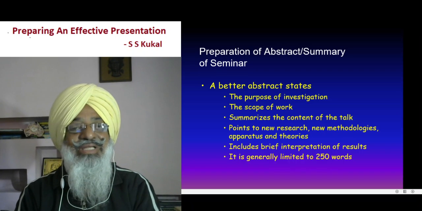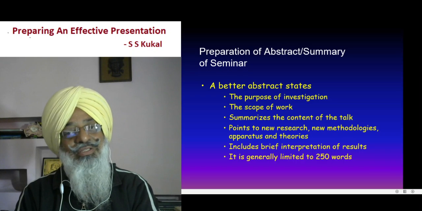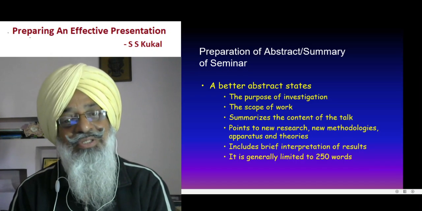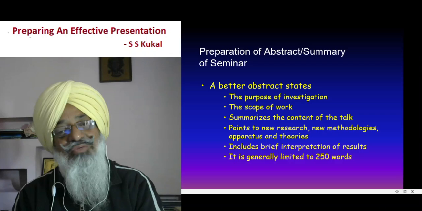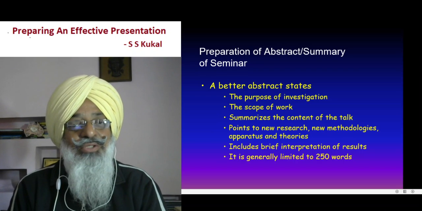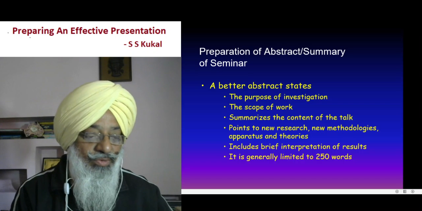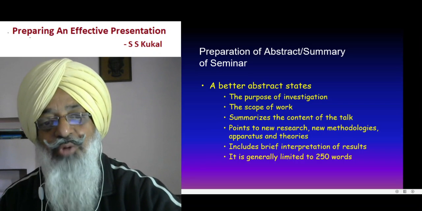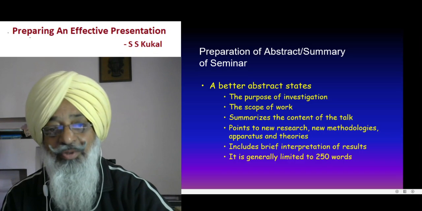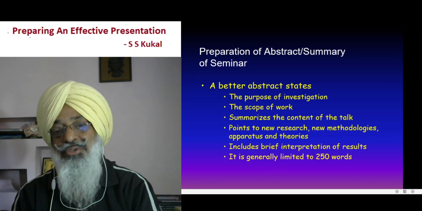So a better abstract should state the purpose of investigation, that is, why you are going for this study, why you are going for a particular type of talk, why you are presenting whatever you are presenting. Then the scope of your work. Suppose you are going to give a business model, so what is the scope of that work? Then it should also summarize the content of the talk.